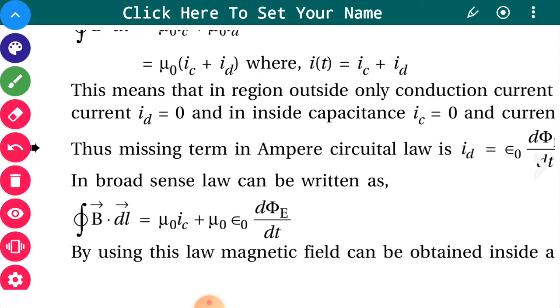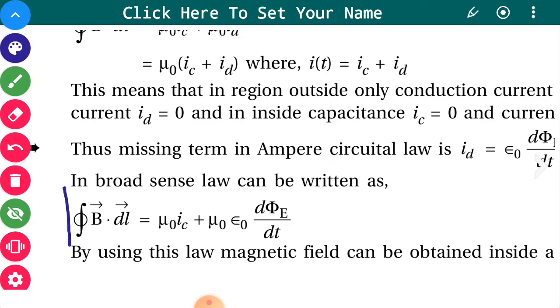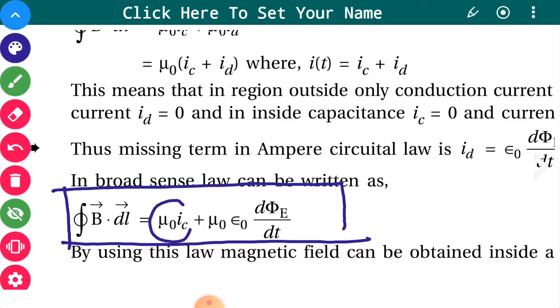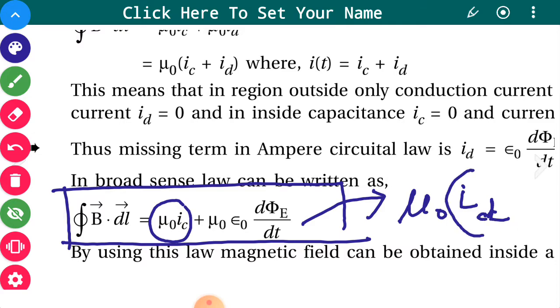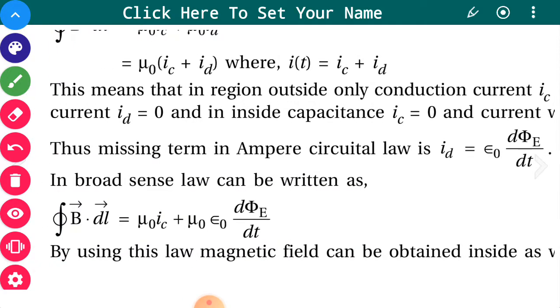That final equation can be written as: its left hand side is as it is, its conduction current is as it is, mu 0 IC. The final part is nothing but mu 0 ID, that is displacement current. That ID, the displacement current, is written as epsilon 0 d phi E by dt.